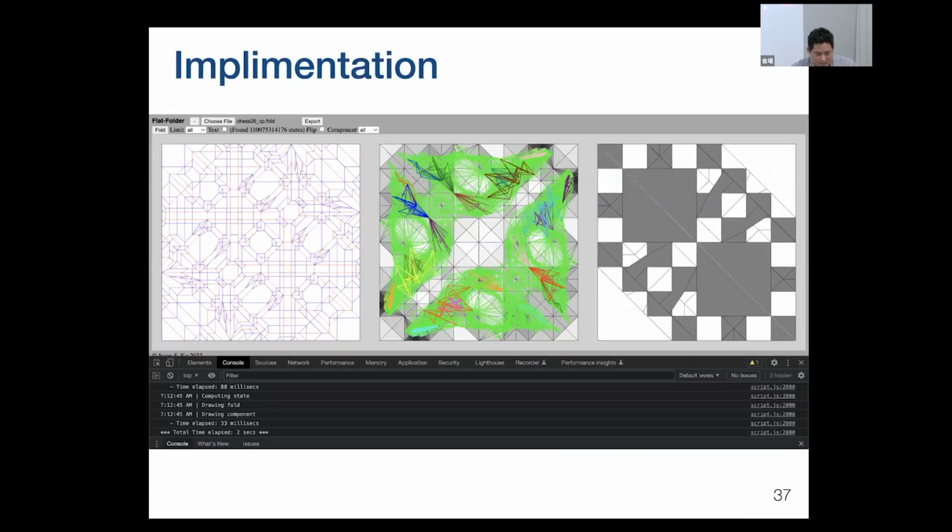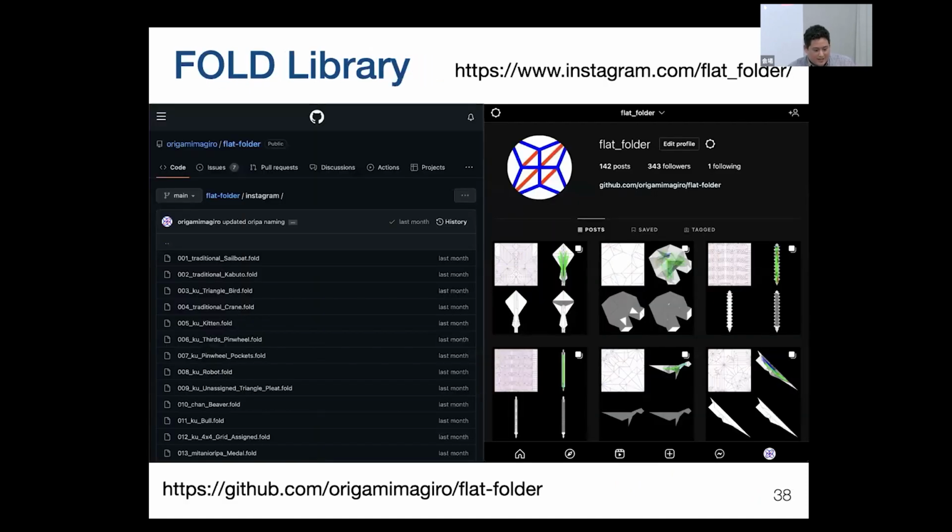Okay, so it's been implemented. It's freely available on GitHub. That GitHub also has a FOLD format library for a bunch of crease patterns that you can put in there and generate lots of folded states. And we post a folded state from various origami artists on an Instagram account every day.